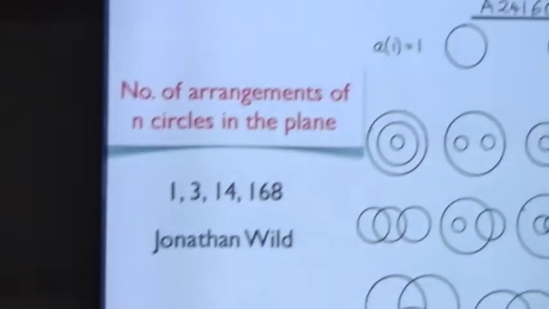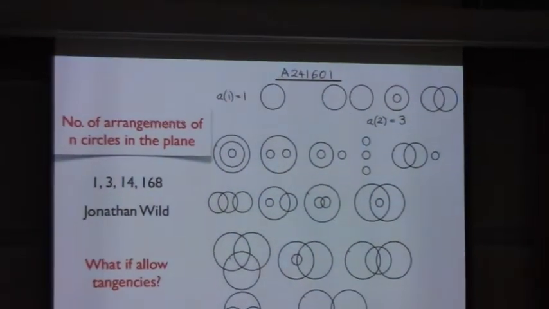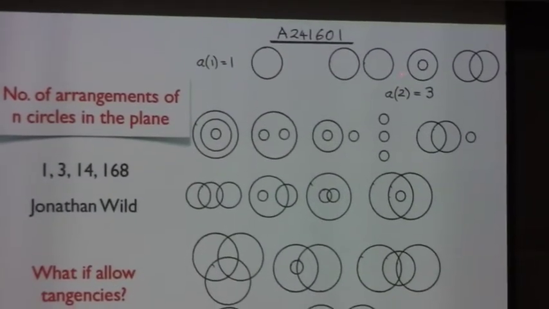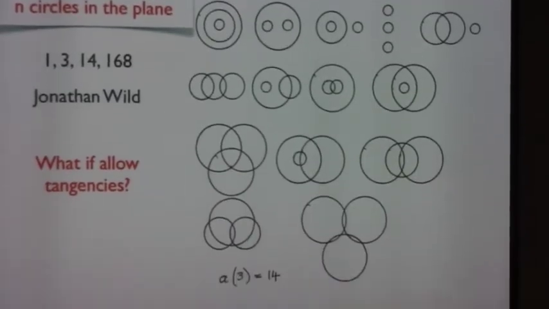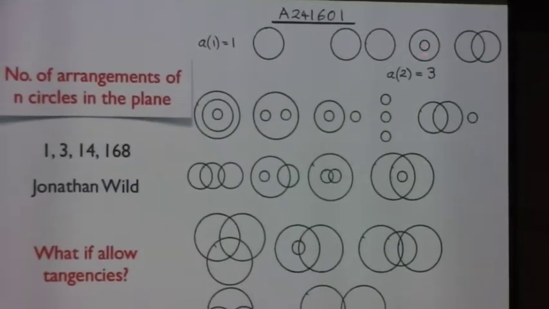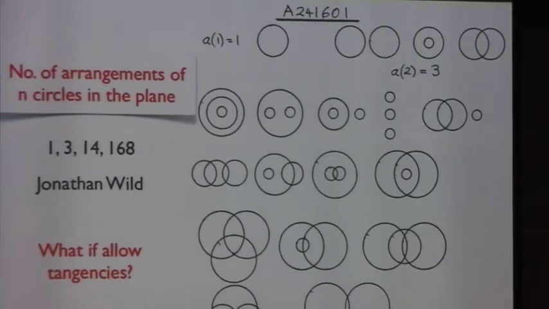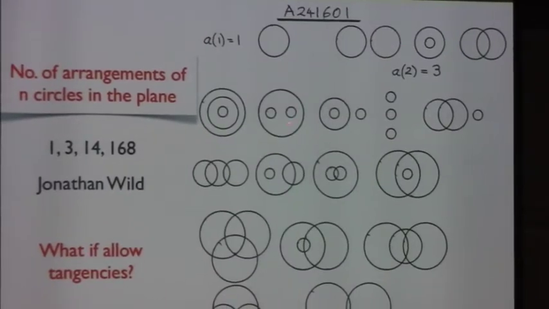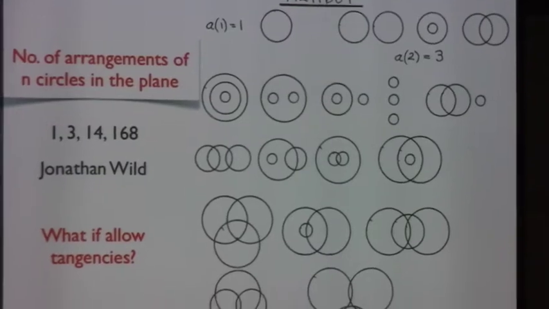And then you can do the same thing with circles. So how many ways are there to draw n circles in a plane, if you don't allow tangencies? If you've got 2 circles, so again we're in the affine plane, they can either be disjoint, one contain the other, or they can intersect in 2 points. So there are 3 ways of drawing 2 circles, and 14 ways of drawing 3 circles and 168 for 4 circles. And we don't know. And what if you allow tangencies?